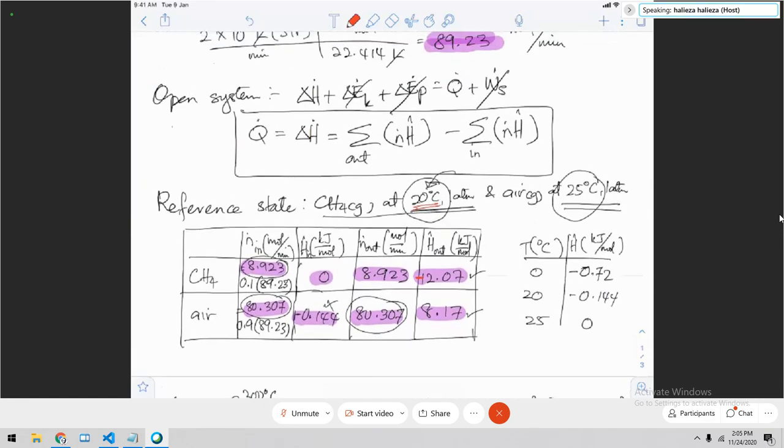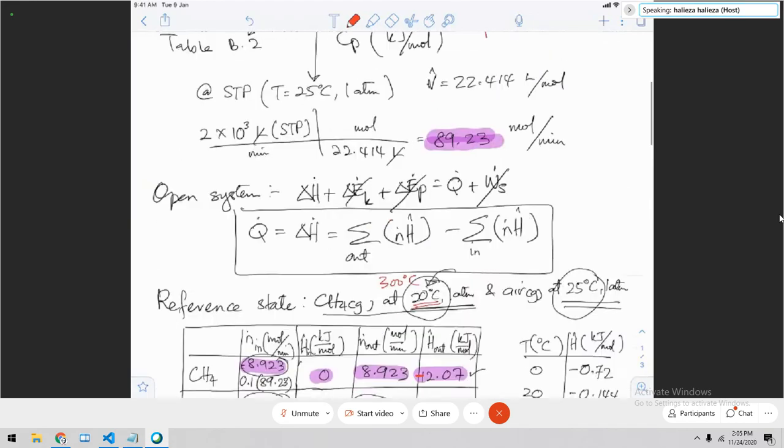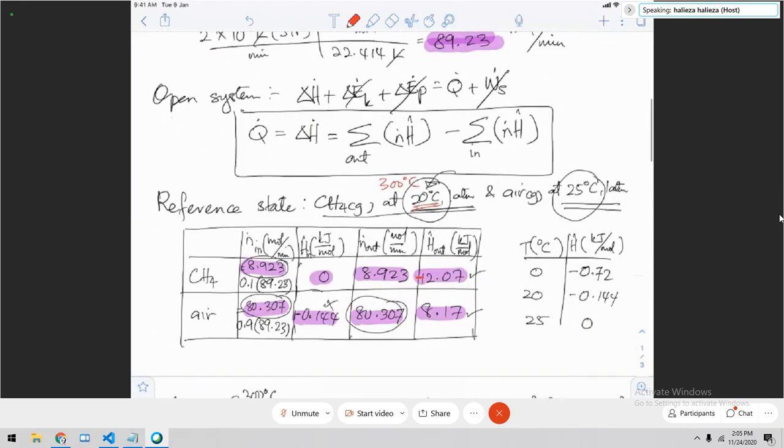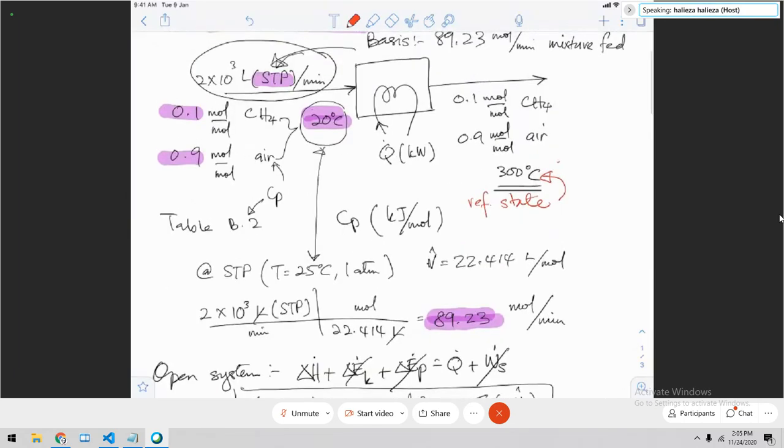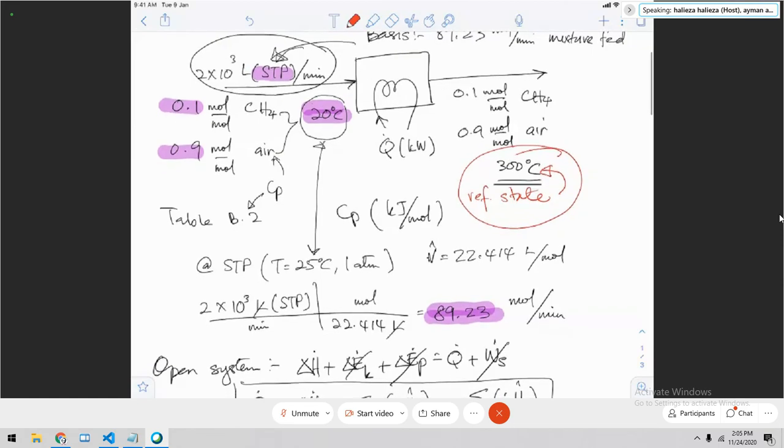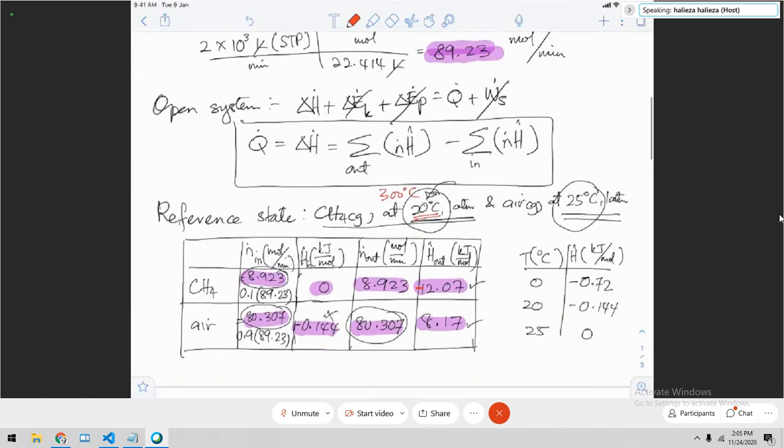If our reference state is 300, let's go back again, 300. If our reference state is 300, where is 0? Which one is 0? At the reference state, isn't it? Yes. Okay, so that is the outlet, right? Yes. Okay, so this one becomes 0. And this one becomes negative 12.07, isn't it? And the other will be 0.